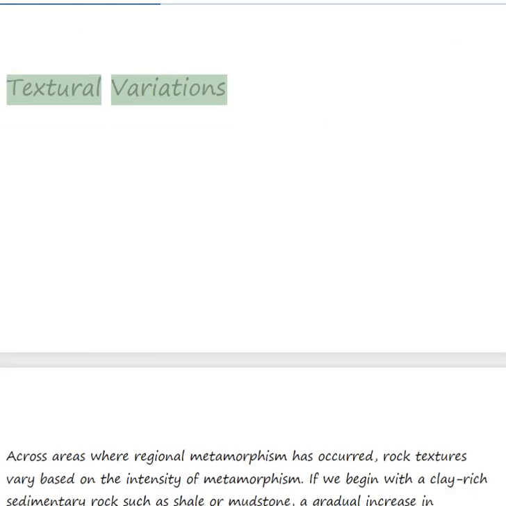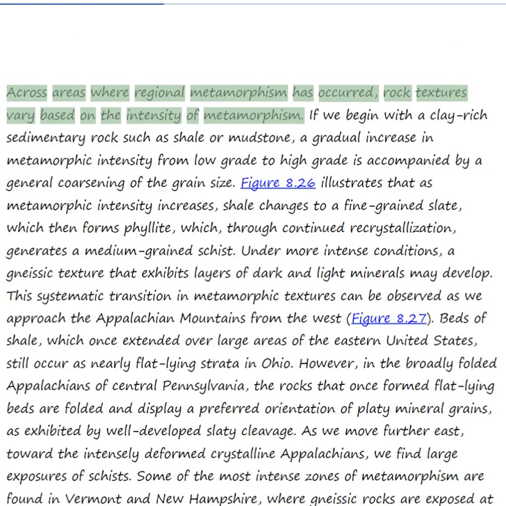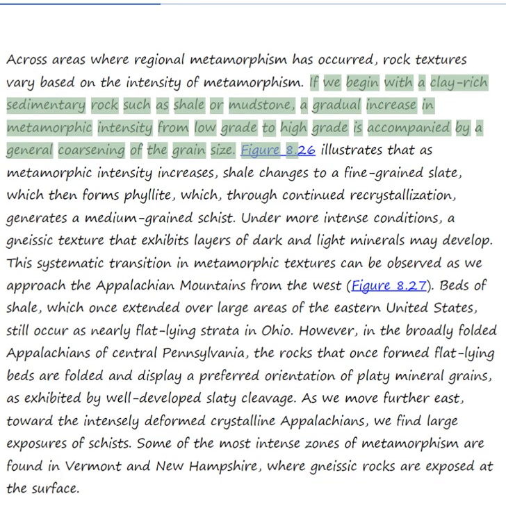Textural variations. Across areas where regional metamorphism has occurred, rock textures vary based on the intensity of metamorphism. If we begin with a clay-rich sedimentary rock such as shale or mudstone, a gradual increase in metamorphic intensity from low grade to high grade is accompanied by a general coarsening of the grain size.